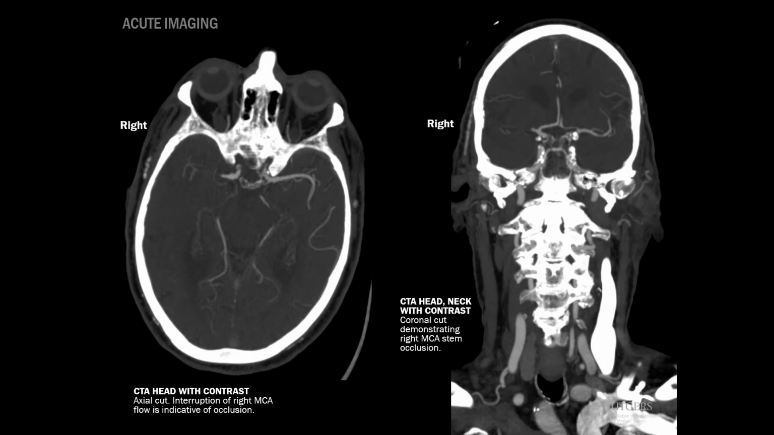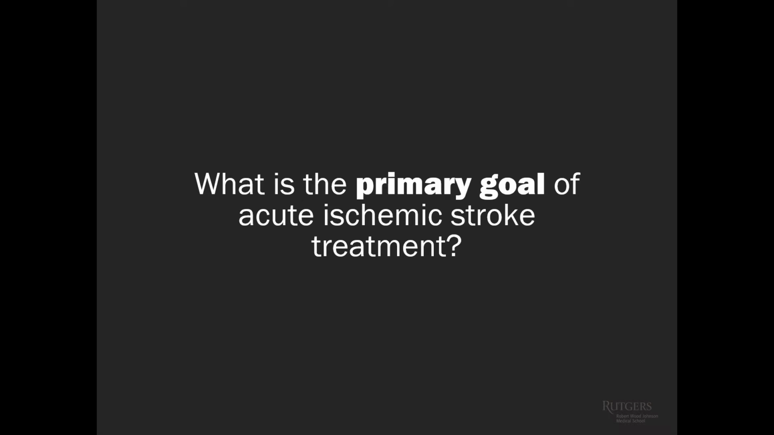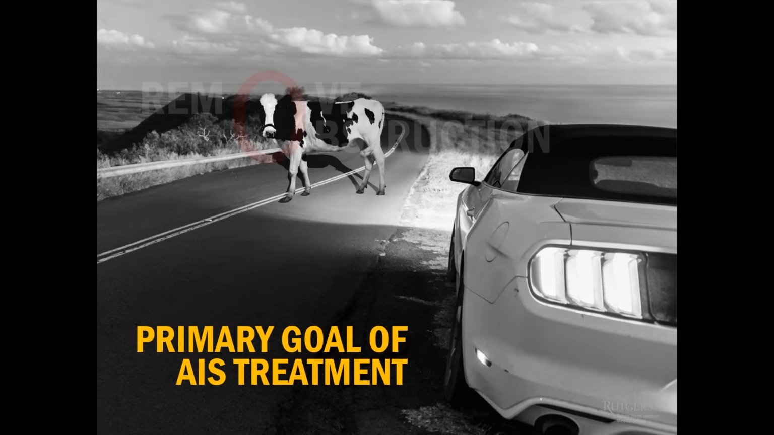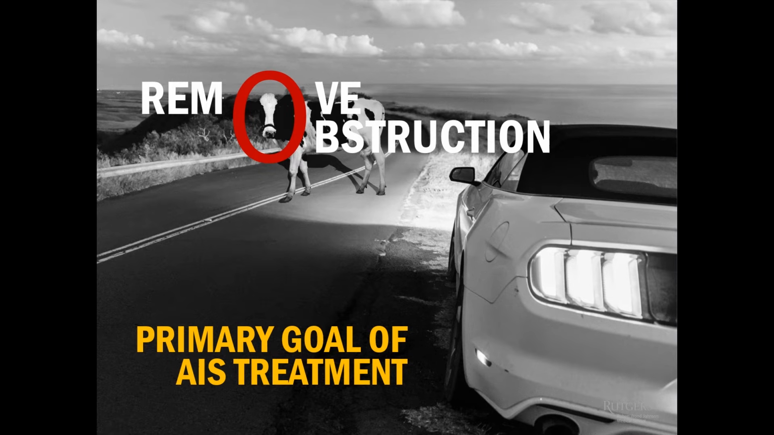So take a look at the image on the left. Do you see the robust flow in the left middle cerebral artery? Now compare that to the right. Something's missing, isn't it? There's a thrombus occluding flow through the right MCA. And the same can be visualized on the coronal cut. Now back to the case. Do you remember the primary goal of acute ischemic stroke treatment? That's right. Remove the obstruction and restore blood flow to save the ischemic penumbra.